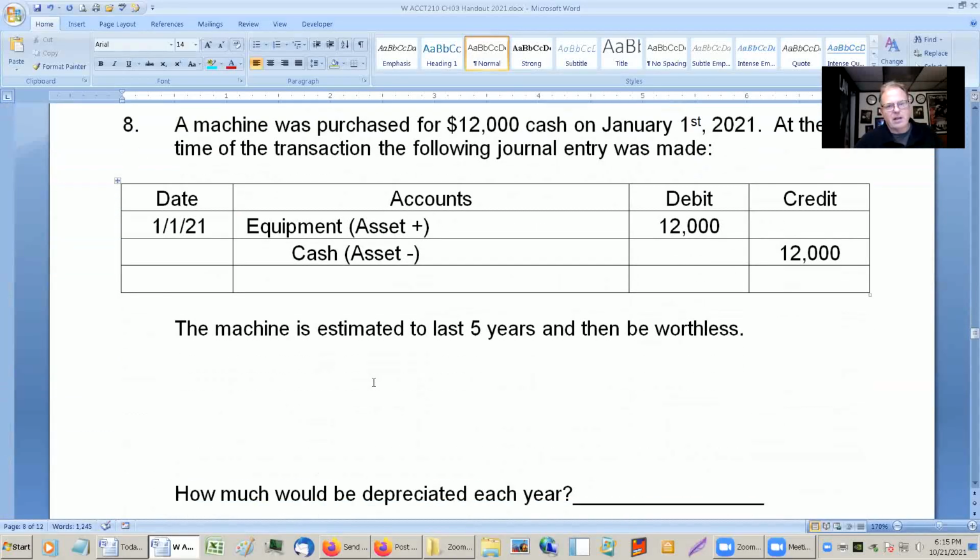Okay, let's go down here and see if you can figure out how much it would be. A machine was purchased for 12,000 cash on January 1st. At the time of the transaction, make the following entry, and when depreciating, for 5 years. So it's going to be 12 divided by 5. That's going to be 6,000. Listen, now, 12,000 divided by 5. Oh, 2,400. Yep.